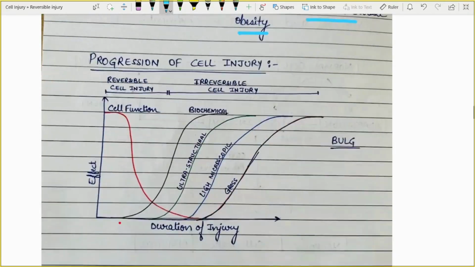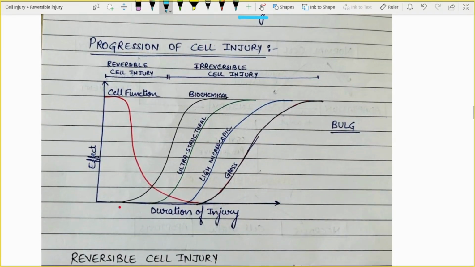How does the progression of cell injury occur? This structure shows the progression of the cell injury. When the duration of cell injury is for a short time, like just a few seconds or a very short time, that will lead to reversible cell injury.